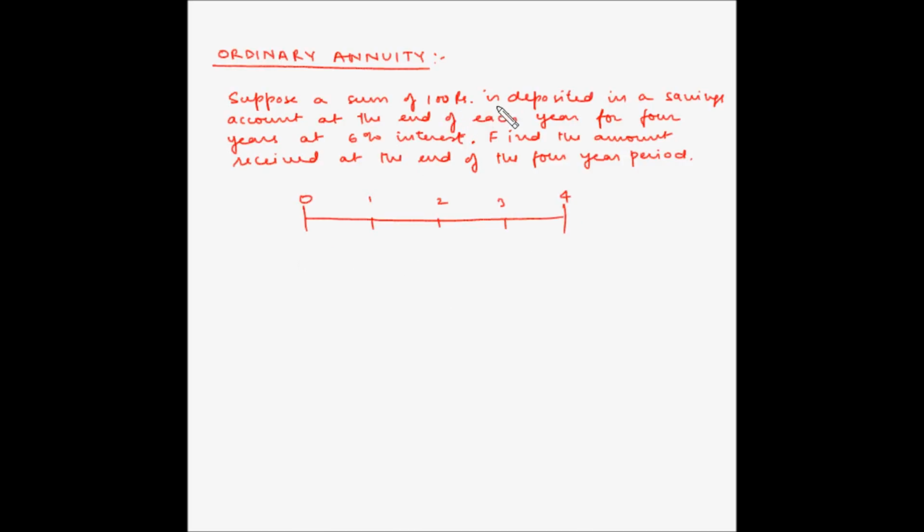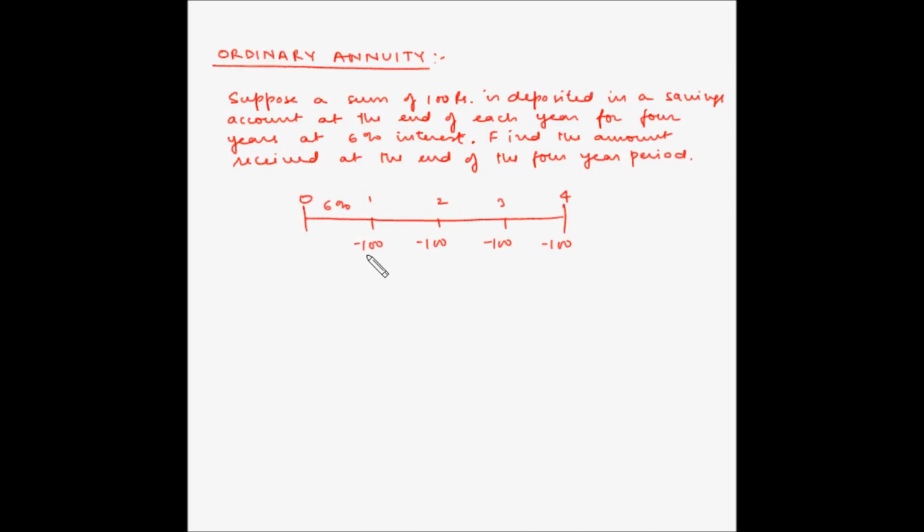Now a sum of 100 rupees is deposited at the end of each year for 4 years. So this is the first year. So here we have deposited 100 rupees. Again 100 at the end of second year. Again 100 at the end of third year. And again 100 at the end of fourth year. The interest rate is 6%, and this is the same for each of the years.